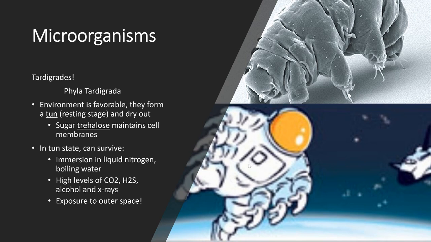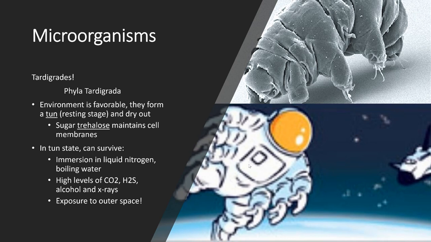But in this tun state, they can survive immersion in liquid nitrogen, boiling water, high levels of O2, acids, alcohol or X-rays. But then they can also survive exposure to outer space, which is a very incredible thing. And then when their environment is favorable again, they can absorb water and leave the tun state, and then they just float around, do their little itty bitty things.